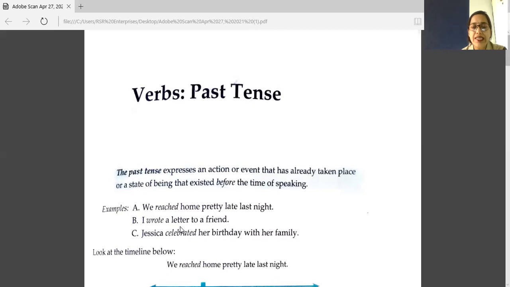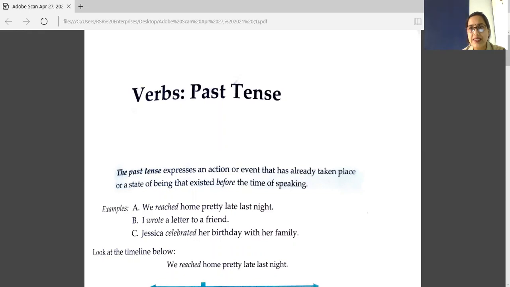I wrote a letter to a friend. That means it happened at some past time. So here we have second form of write, that is wrote. So this is past tense. Jessica celebrated her birthday with her family. This happened at some past time. And in this verb, here we are using second form of verb, celebrated. So this is past tense.